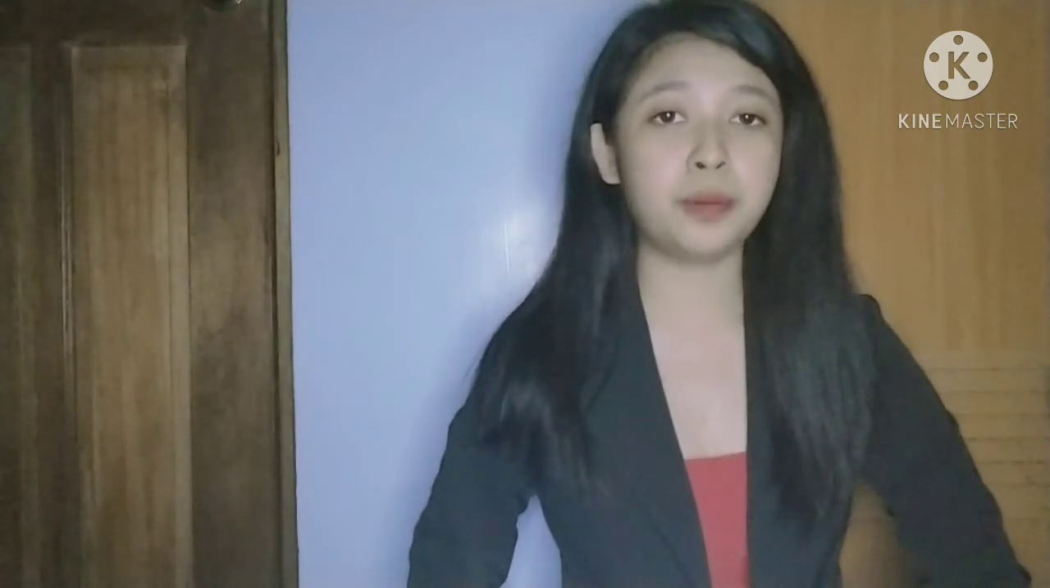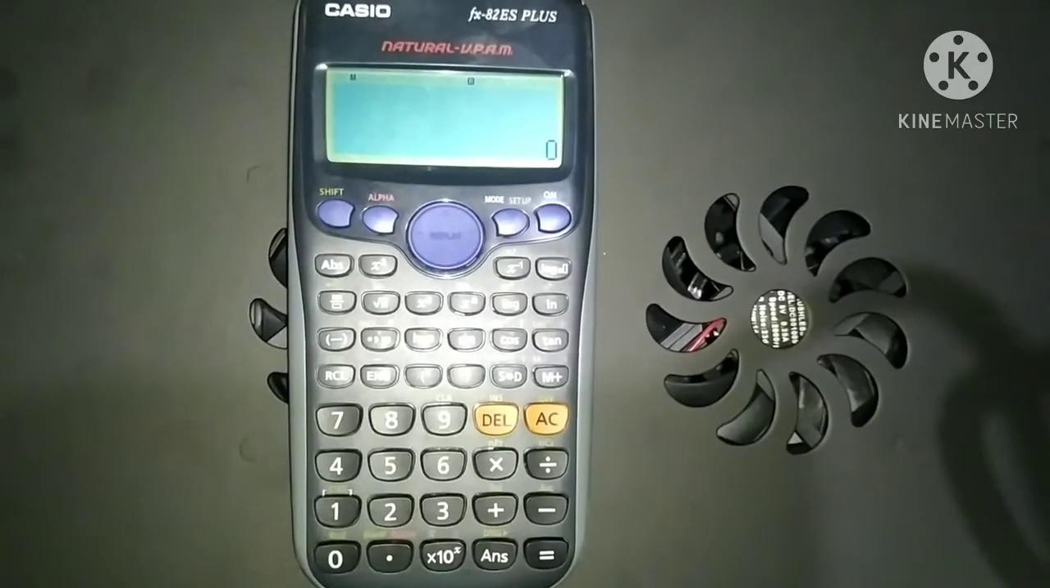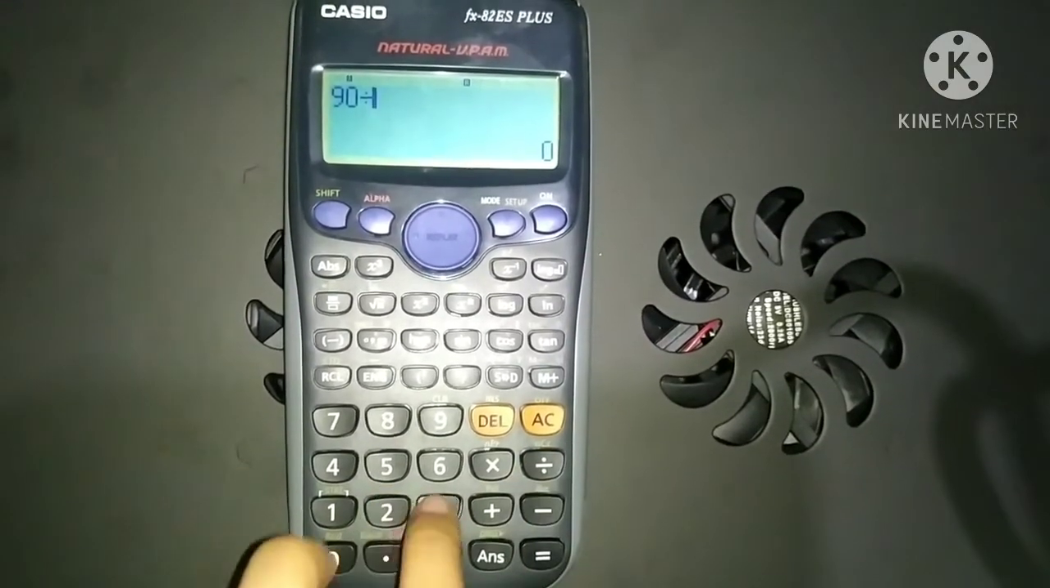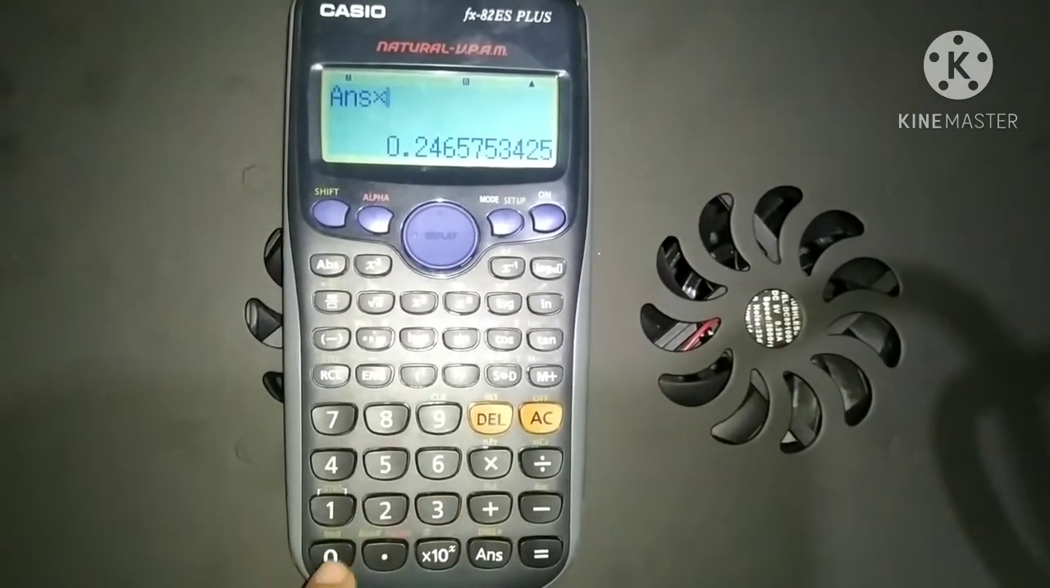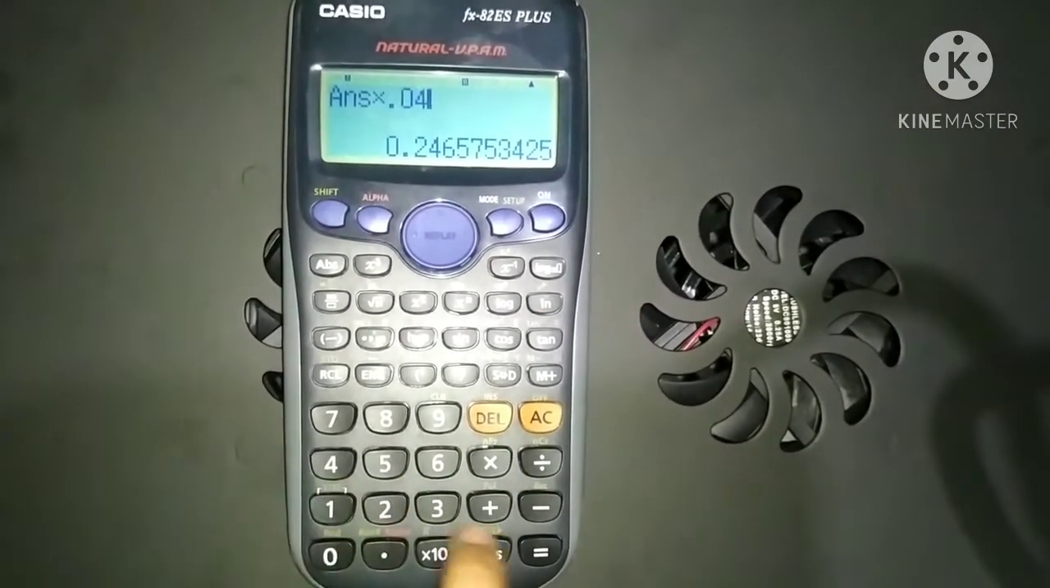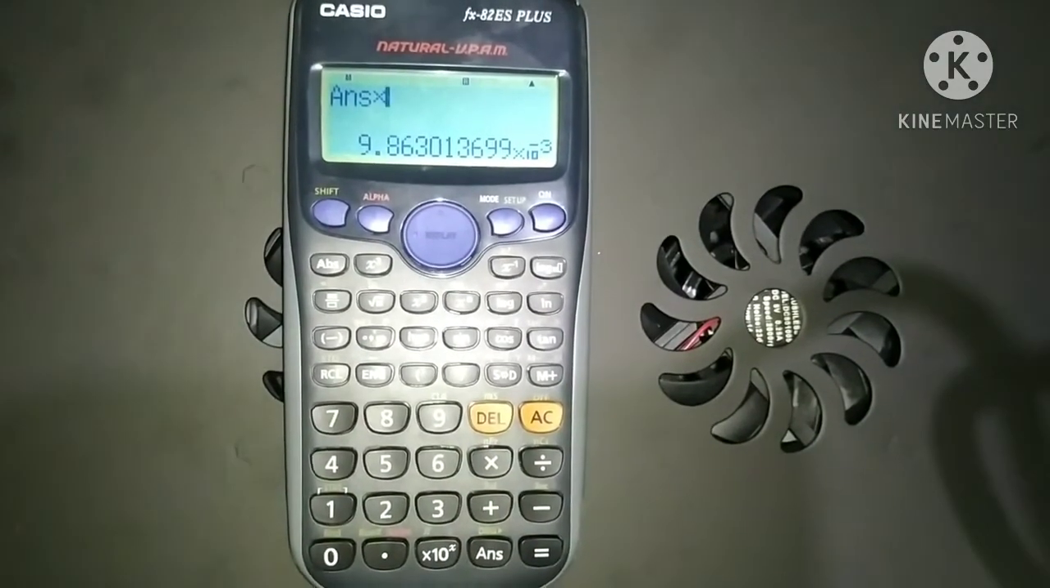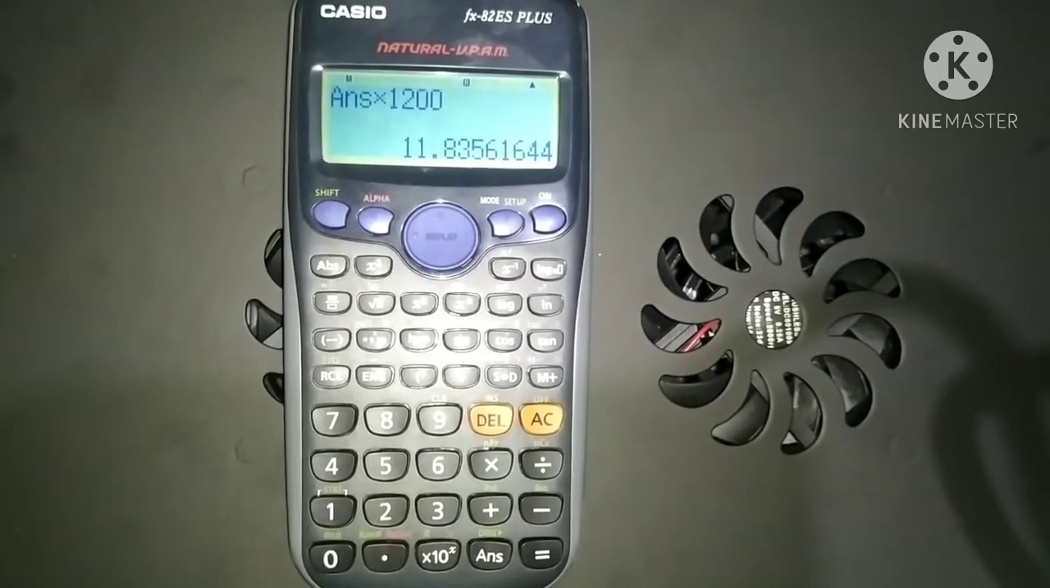Exact interest, I = PRT = 1,200 pesos times 0.04 times 90 divided by 365 = 11.84 pesos. 90 divided by 365 times 0.04 times 1,200 is equal to 11.84.